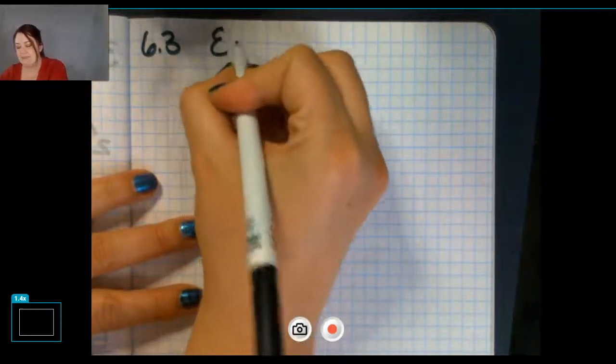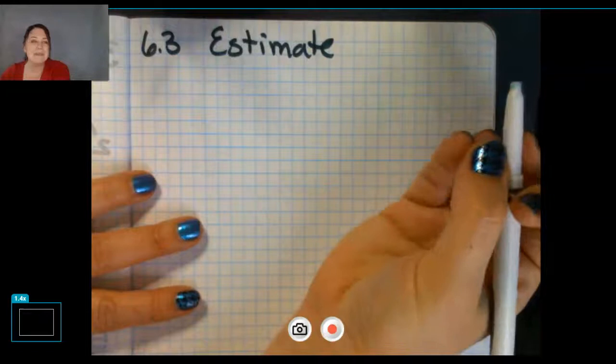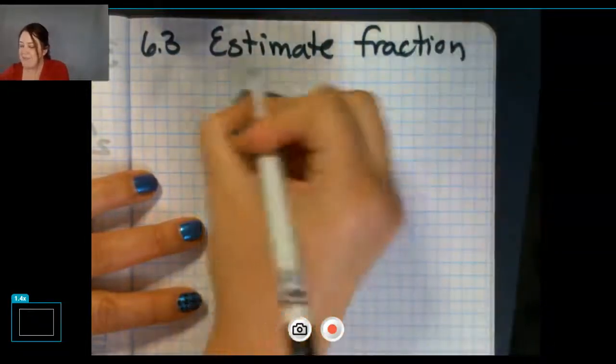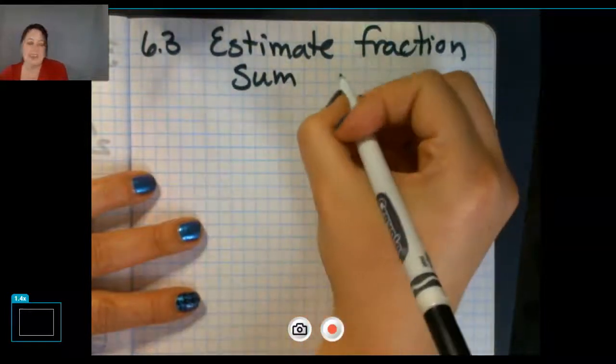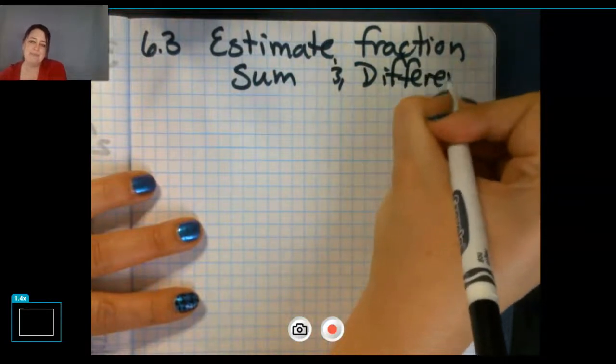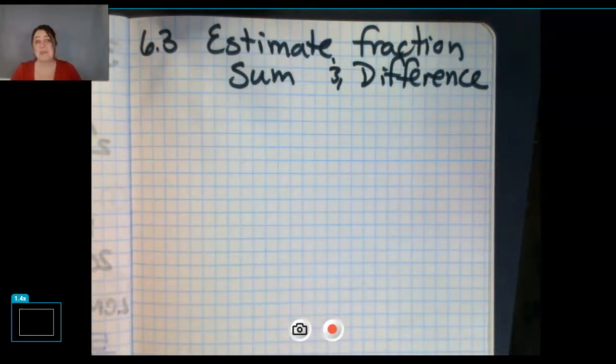So today's lesson 6.3 is estimate fractions. And if only it were that simple, you guys. Estimate fraction sum and difference. So we are going to be estimating, we're going to be rounding the numbers. I don't think it's as complicated as compatible numbers, but it definitely can be challenging.